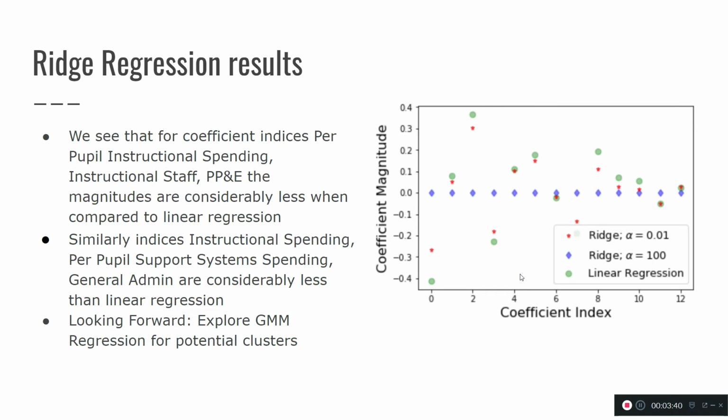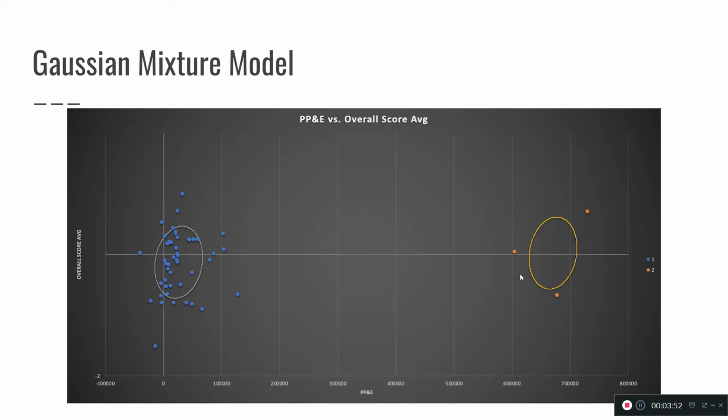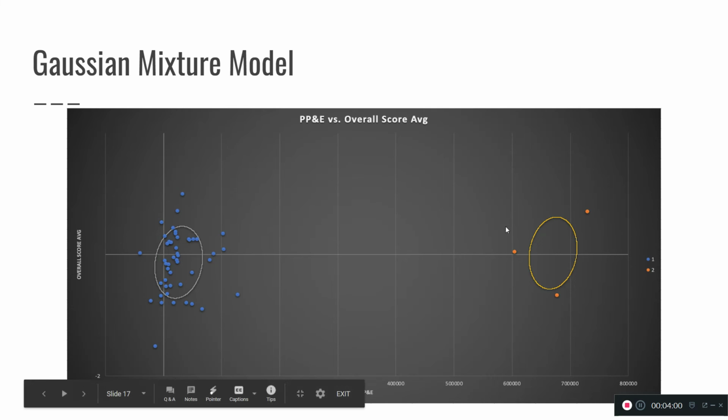And next, as it says, looking forward, we're going to use a Gaussian mixture model regression in order to look for potential clusters and see what extra information we can glean about our data. And so here's the section on unsupervised learning. And here we have PP&E versus overall score average. And you can see that it kind of splits into three states over here.